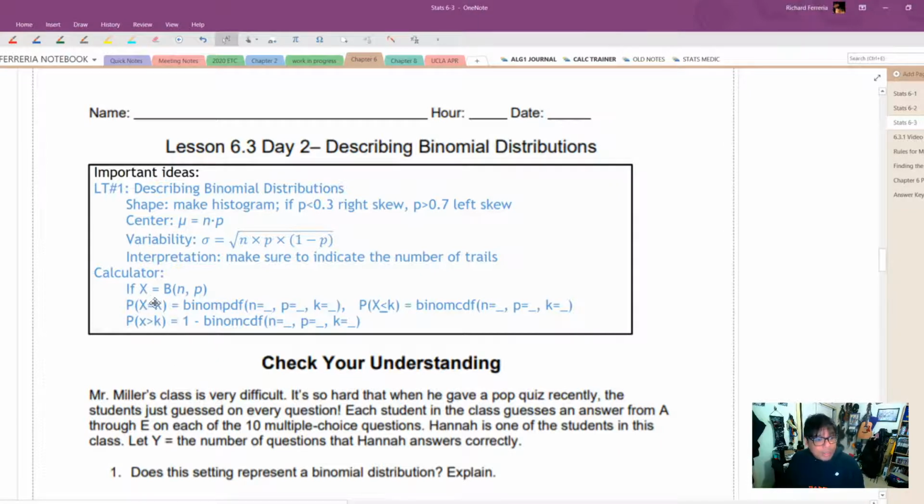We have a couple of calculator notations. So if x is equal to a binomial distribution with n and p, then the probability that x is equal to k, that's binomial PDF. Make sure that we notice that that's PDF. And then for x less than or equal to k, we need to do a binomial CDF. Now, if you need to do the probability that x is greater than k, then you need to pay attention to whether or not this is greater than or less than, and then use a CDF with the 1 minus.